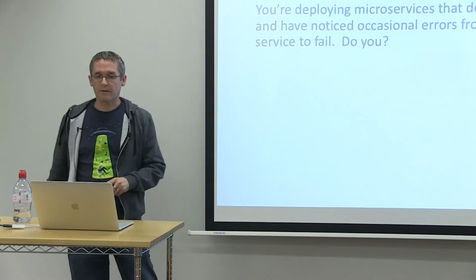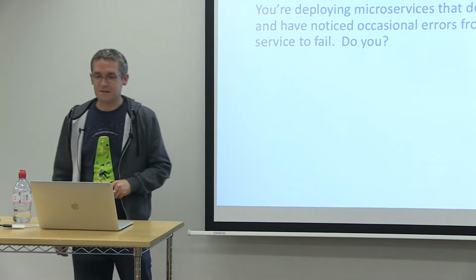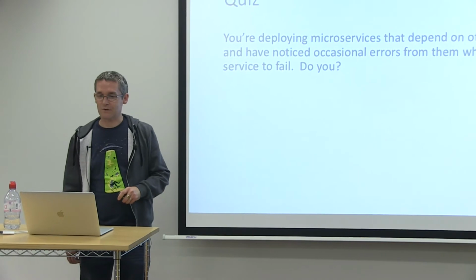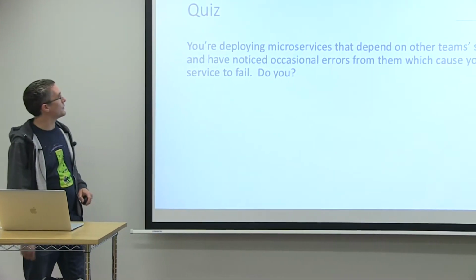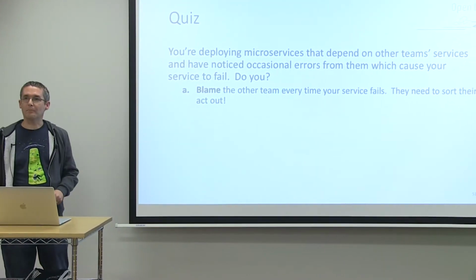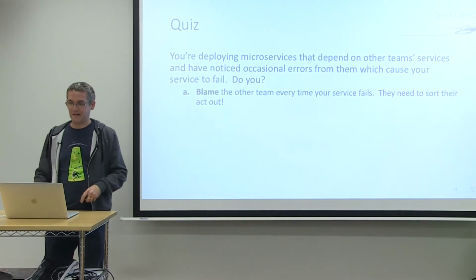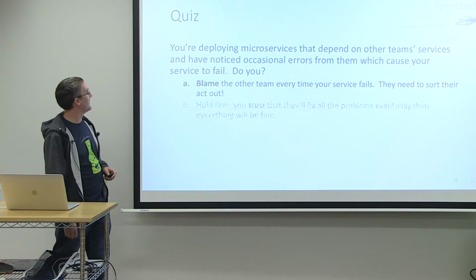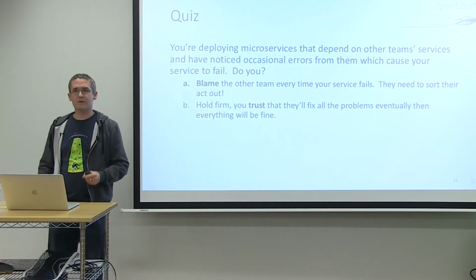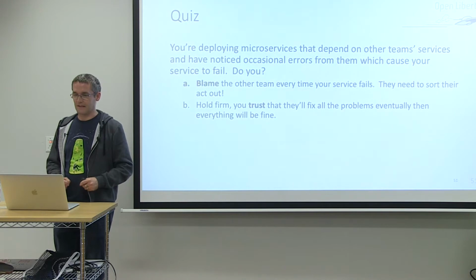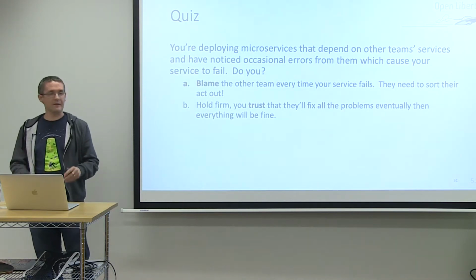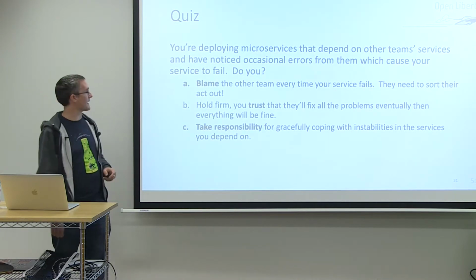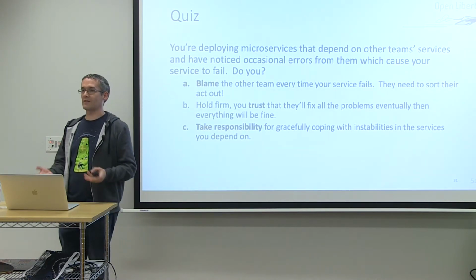Oh, we're on to a quiz. So you're deploying microservices that depend on other teams' services and have noticed occasional errors from them which cause your service to fail. Do you blame the other team, because they're clearly incompetent and they need to get their act together? Do you hold firm and trust the other team that they're going to get things right eventually and you don't need to do anything about it? Or do you take responsibility and gracefully handle those service issues?